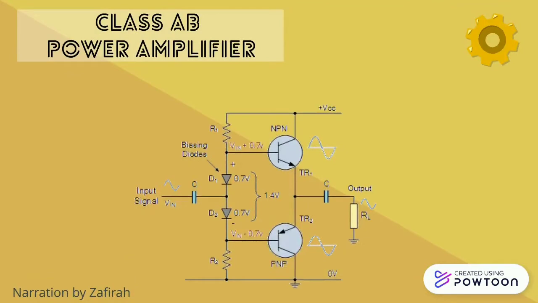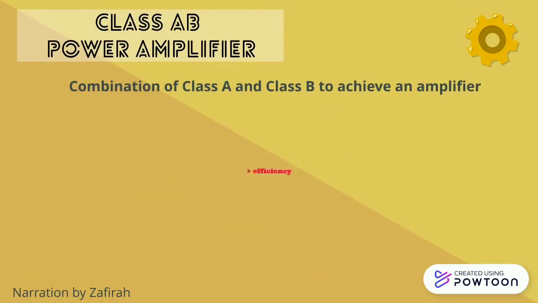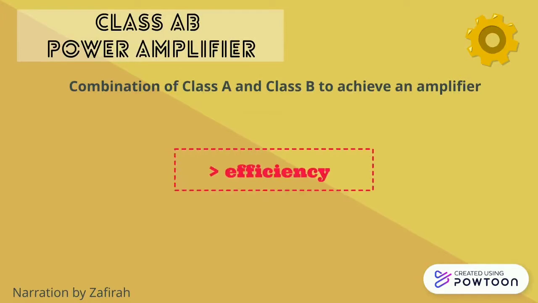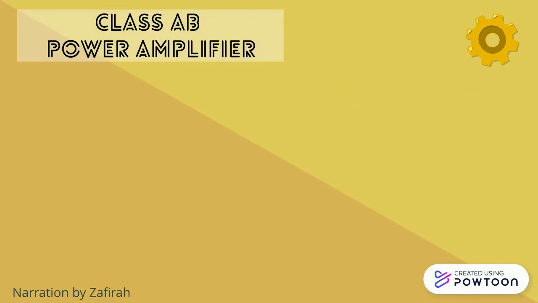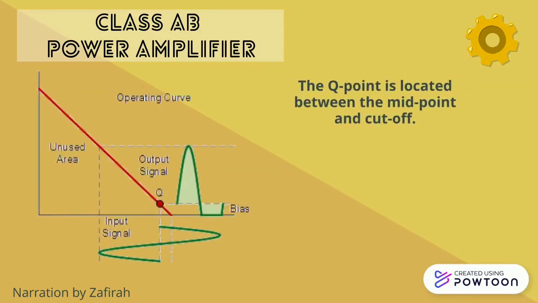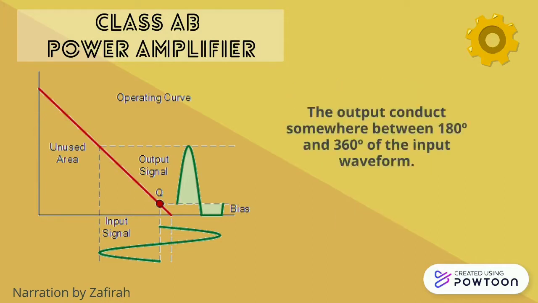Class AB power amplifiers combine Class A and Class B to achieve an amplifier with more efficiency than Class A but with lower distortion than Class B. The Q point is located between the midpoint and cutoff, and also it is above Class B but below Class A. And lastly, the amplifier's two output transistors conduct somewhere between 180 degrees and 360 degrees of the input waveform.